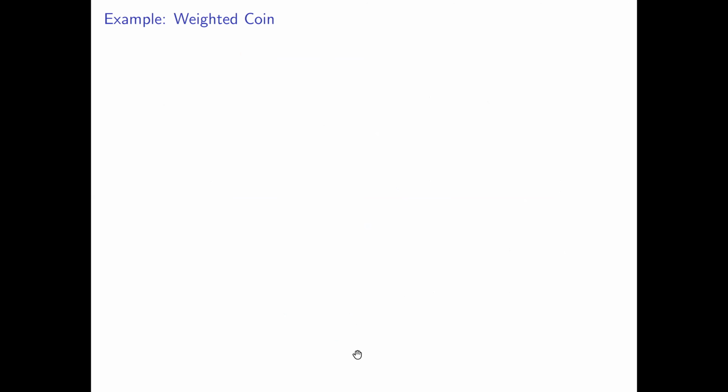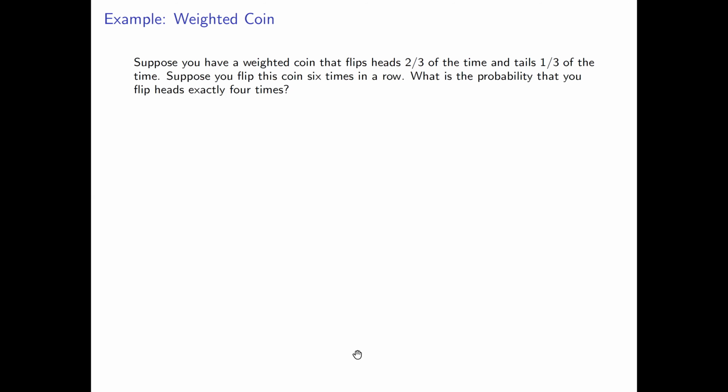All right, so let's just quickly return to the weighted coin example and apply this formula for a few problems related to this example. We have a weighted coin that will flip heads 2/3 of the time and tails 1/3 of the time. So there's two problems here.